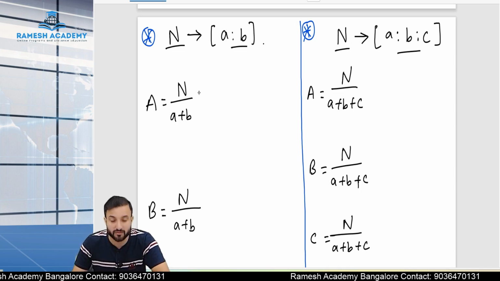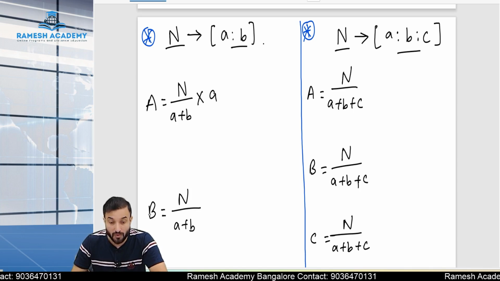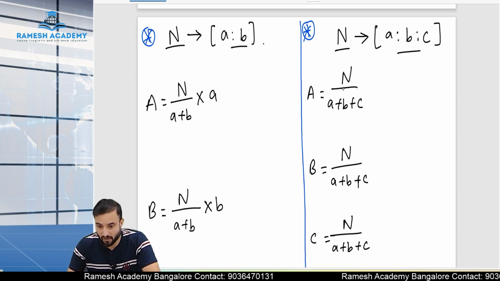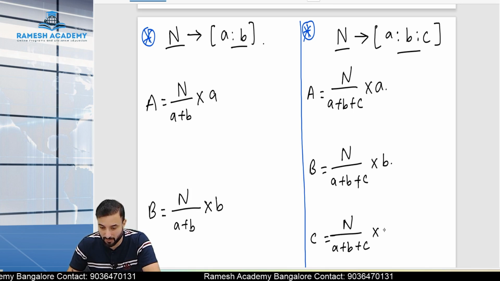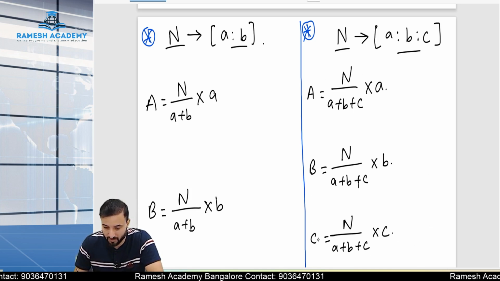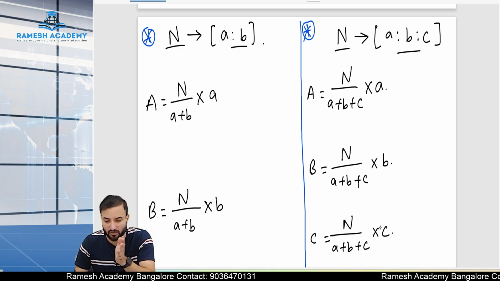Now the next thing, just understand. This is the first part, so we will multiply with the first ratio. This is the second part, so we multiply with the second ratio. Same here: first part, first ratio; second part, second ratio; third part, third ratio. If they ask to find the third part, directly we use the number divided by the sum of the ratios into the third part.